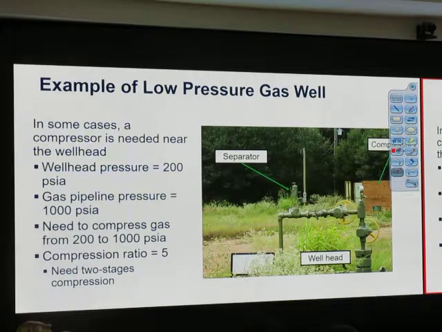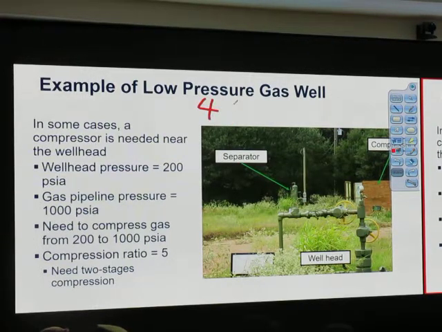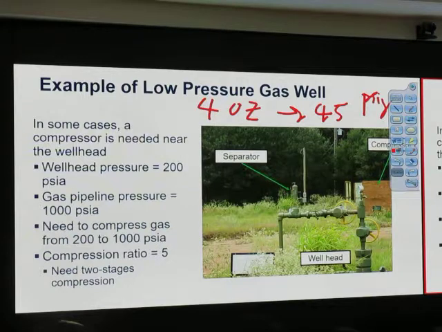What is compression ratio? So the discharge pressure or required pressure that we have, divided by the inlet pressure or the pressure that we have. Okay, let's say I have 2 ounces of pressure in the tank, and let's say the gas that goes to the vapor recovery unit is 4 ounces, and we need to go to 50 or maybe 45 psig. So we go from 4 ounces to 45 psig.